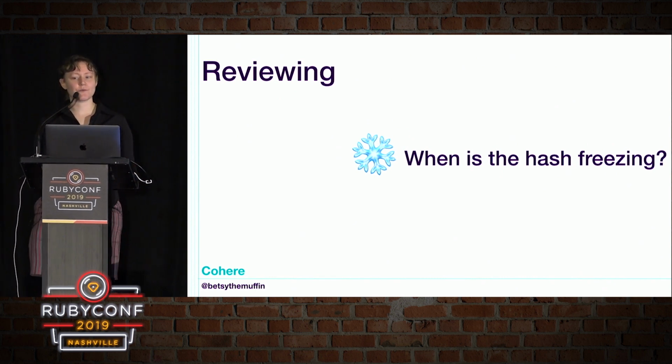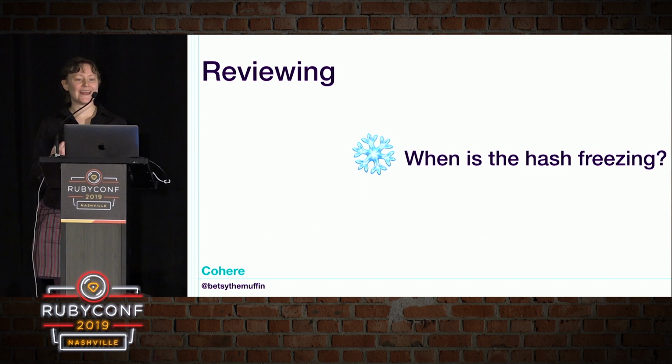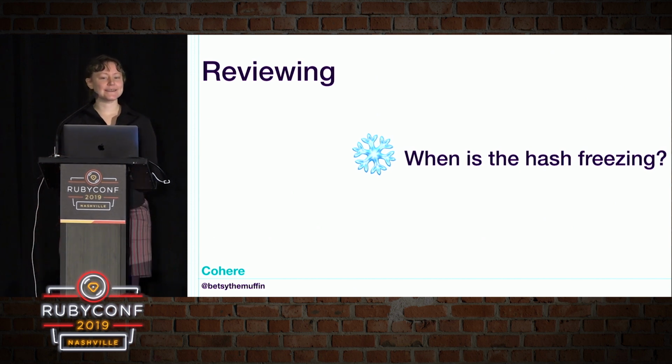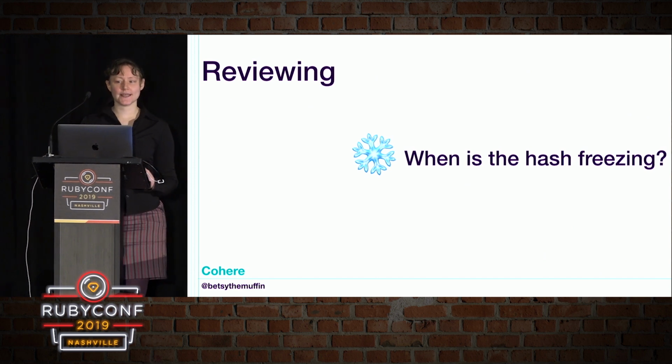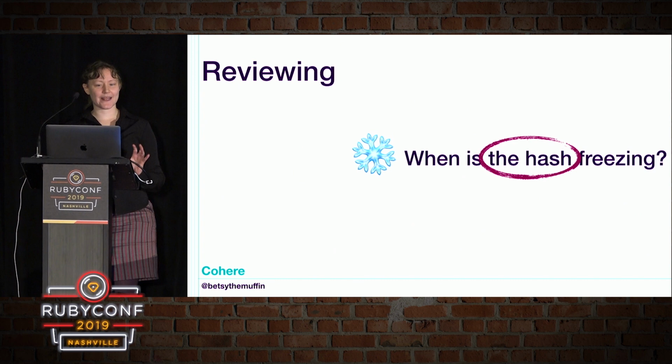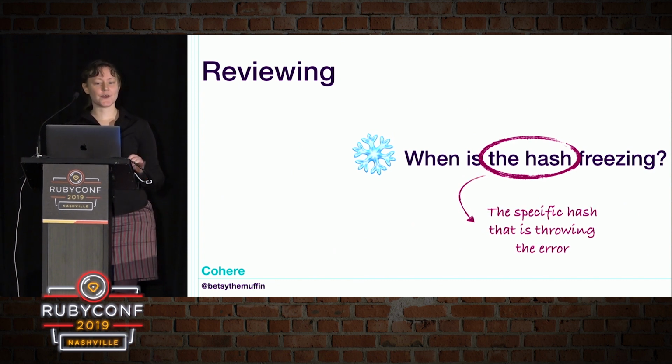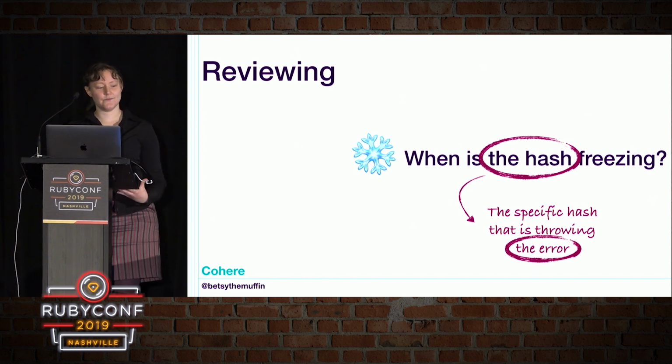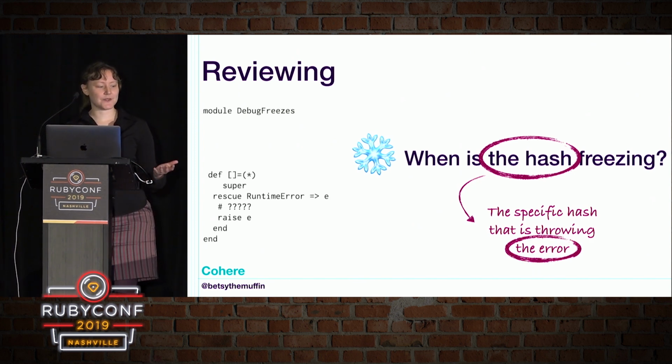In order to solve reviewing problems, it can help to look for vague places in the question we're asking. We're not asking when is a hash freezing. We're asking when the specific hash that is throwing the error is freezing. And so the appropriate way to review this information is to do something at the error site. What that is, we might not be sure yet.